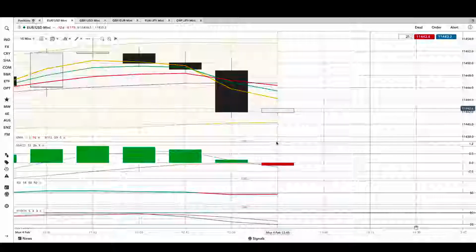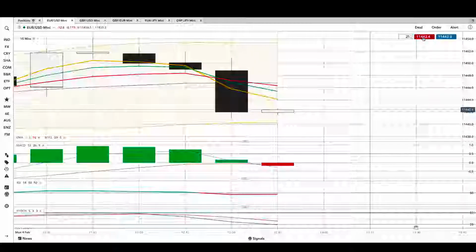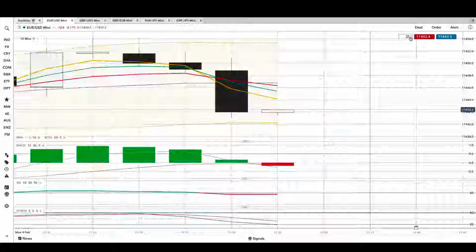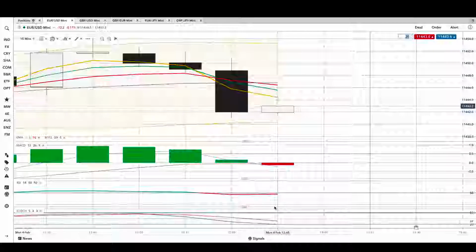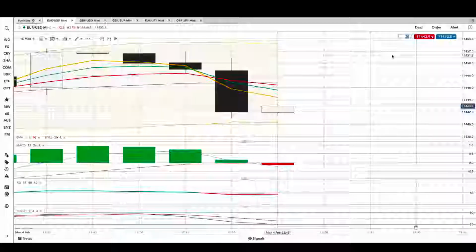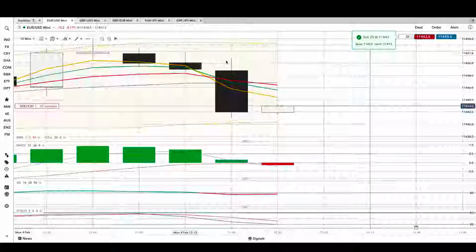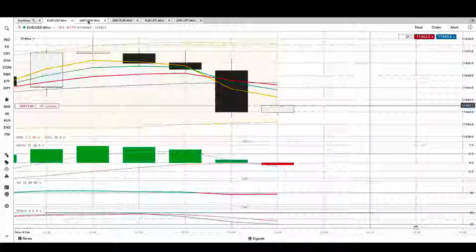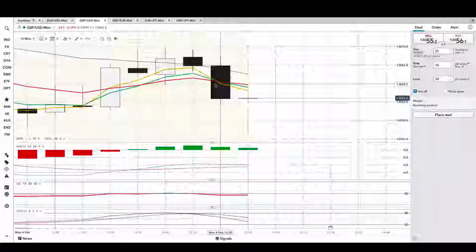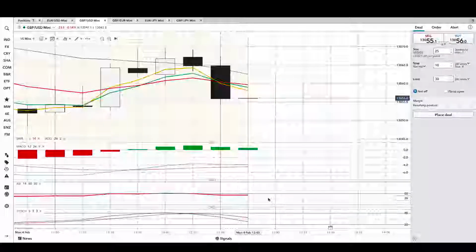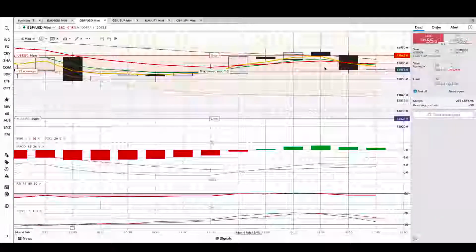So normally what I'll do here is I'll just enter, and in this case, I'll sell. As you can see, the indicators here all show that it's going downward. So I'll just sell at 25 lots. And then for GBP USD, as you can see, it's fully formed here. So this is also another indication to sell.